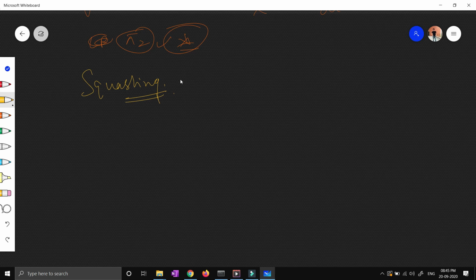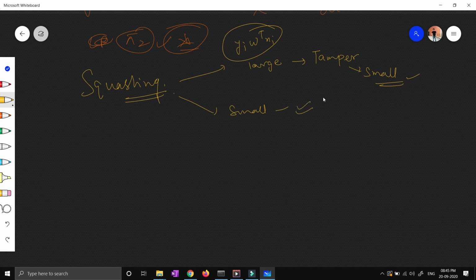The idea is to squash the value: if the value of this particular signed term is very large, we will cut it down or temper it to a small one, and then we will use it. And if it is small, then we will use it as it is. So you can see we are tempering the large values, or cutting down the large value of this particular signed term. This is called squashing.